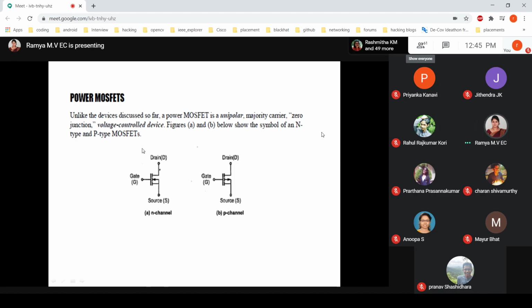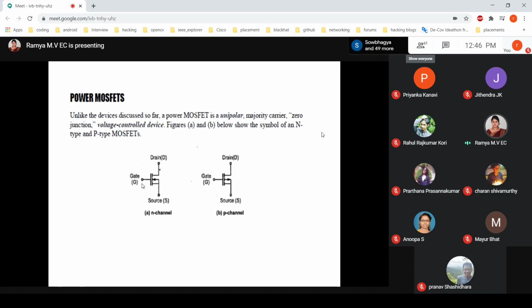So we will have a drain and a source, and the gate will be there. When I apply a gate voltage over here, the channel will be varied, and hence it opposes the flow of current from drain to source. The gate channel will be opposing the flow of the current from drain to the source.